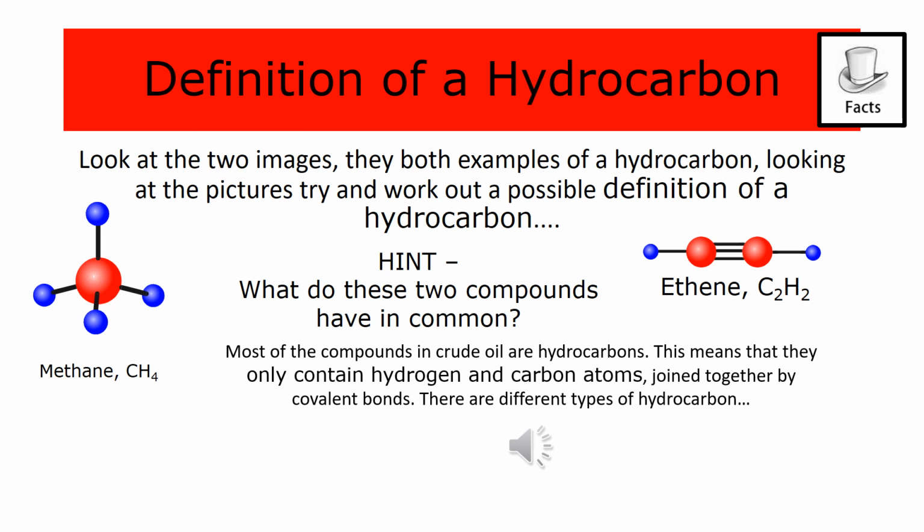Right, you can see that most of the compounds in crude oil are hydrocarbons. This means that they only contain hydrogen and carbon atoms joined together by covalent bonds. There are different types of hydrocarbon.